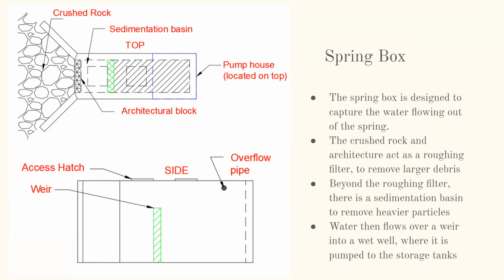particles. As you saw, the water was pretty turbid. It flows over a weir, that green box there, and so it clarifies into the wet well, where the water will be pumped from the pump house, which is located on top of the wet well.